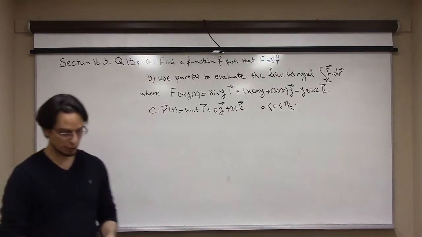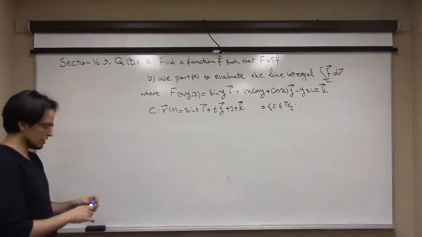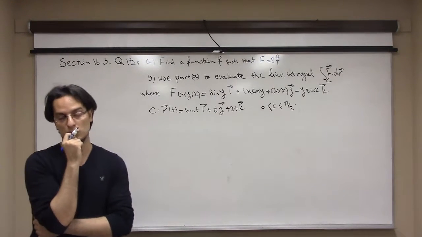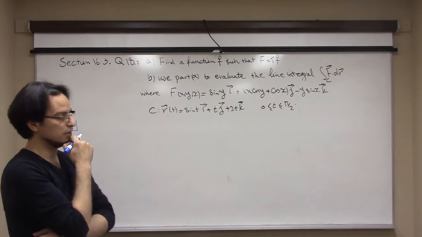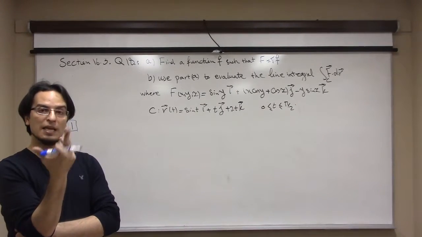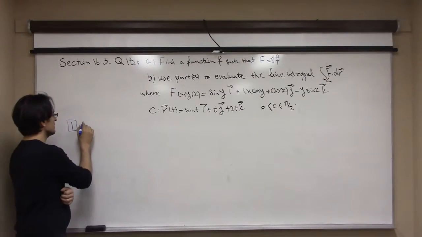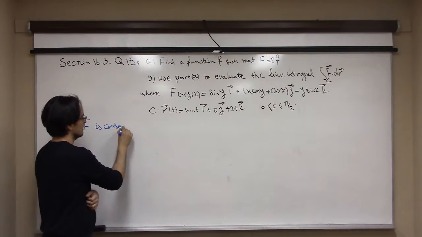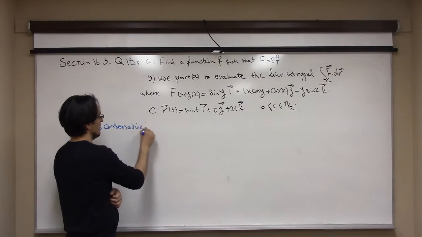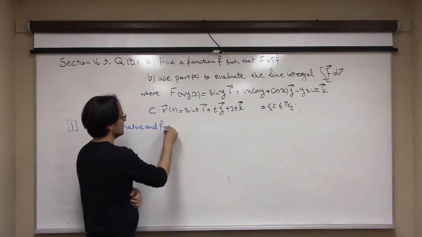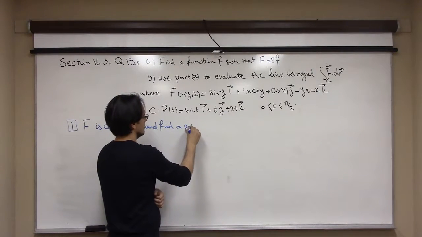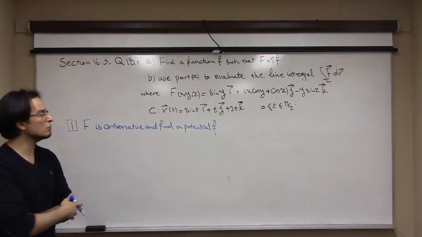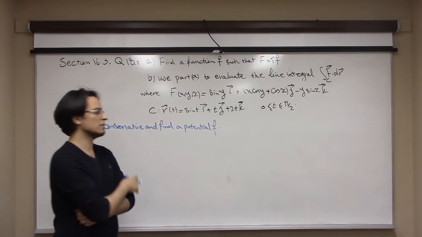Okay, what do I need to be able to solve this question? The first thing to know is actually something that you have to know for part A. Another way of saying part A is that the vector field F is conservative and find a potential. Find the potential means find a function whose gradient is equal to that vector.